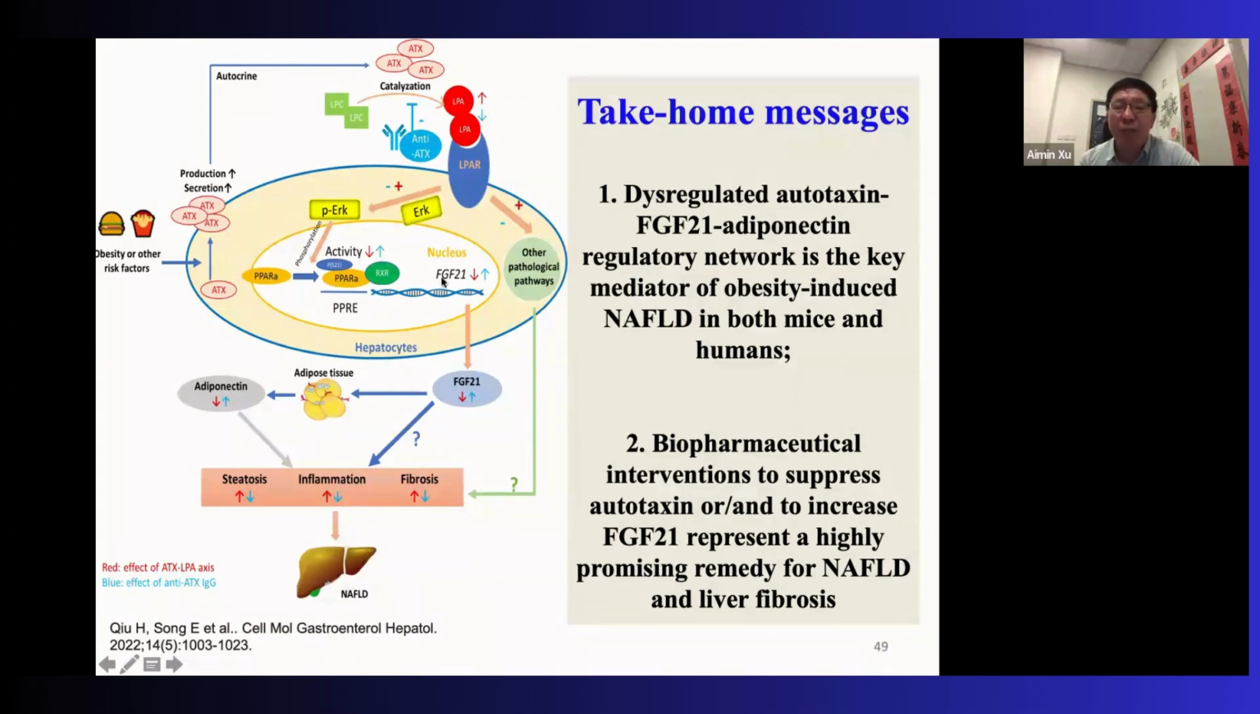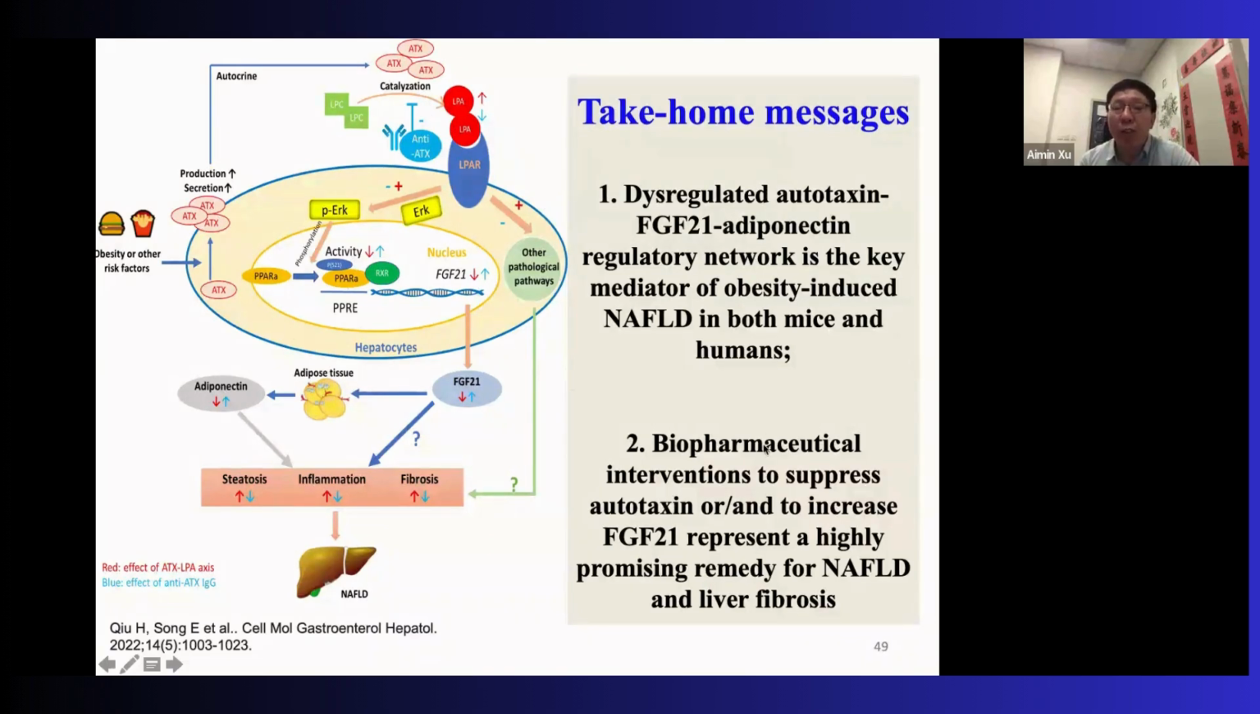Because FGF21 can be activated by PPAR alpha, once PPAR alpha is inactivated, the production of FGF21 is reduced. Then the effect of FGF21 acting on adipose tissue to produce adiponectin is also reduced, and this contributes to steatosis, inflammation, and fibrosis. On the other hand, if we use the anti-autotaxin neutralizing antibody, we can reverse the entire process.